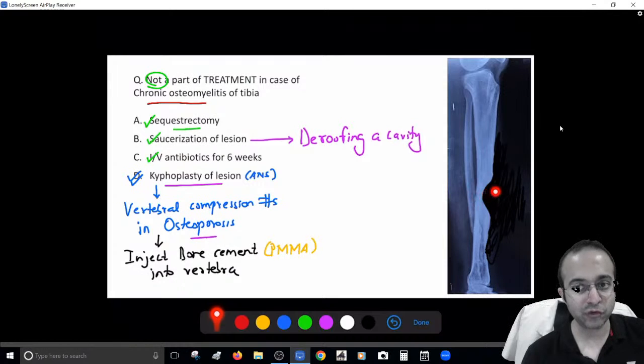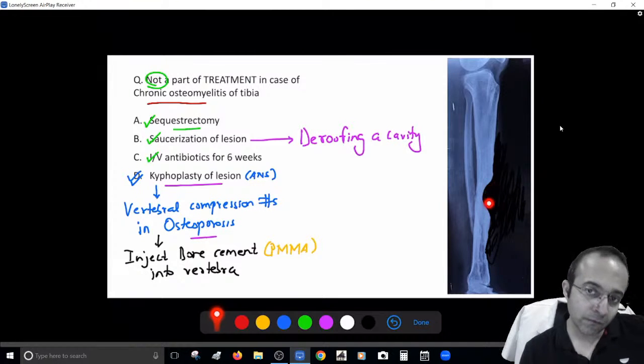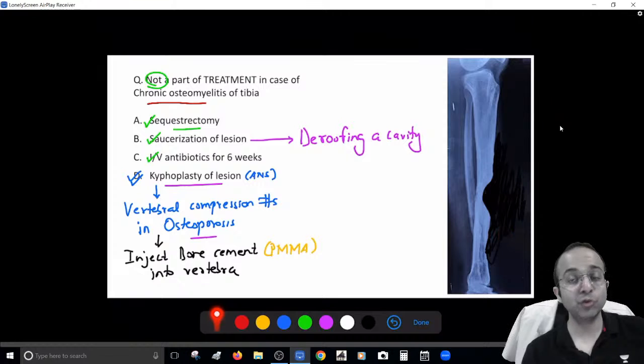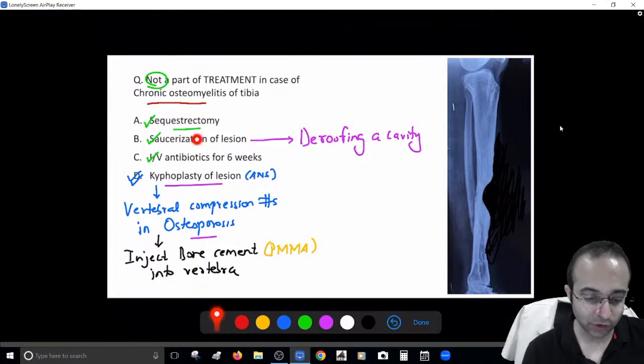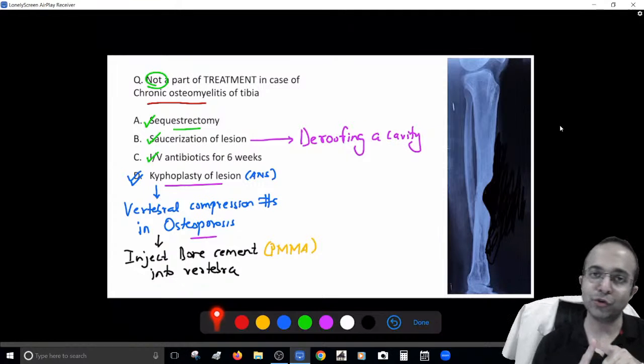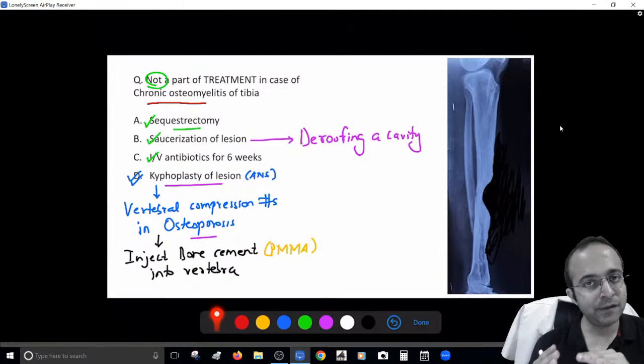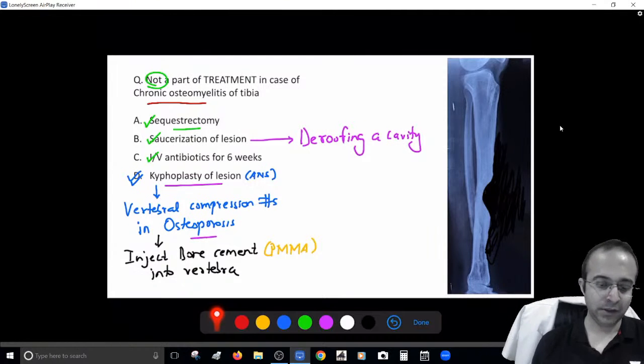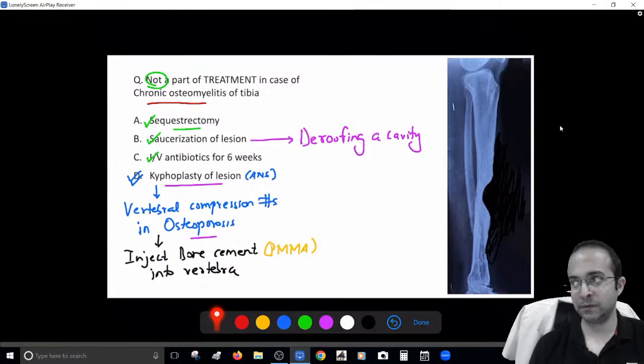So can you see this cavity is gone, and rather this cavity has been converted into a saucer shape. So any discharge that will collect over here will go out. So the abscess has now become uncontained. So this is what is saucerization. So chronic osteomyelitis cases need 3 steps in the surgery: sequestrectomy, removing the sequestrum; removing the cavity, that's saucerization; and then antibiotics have to begin for at least a period of 6 weeks.